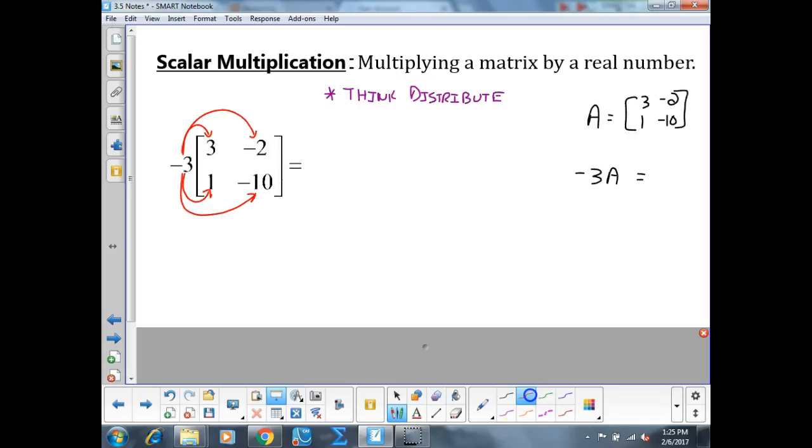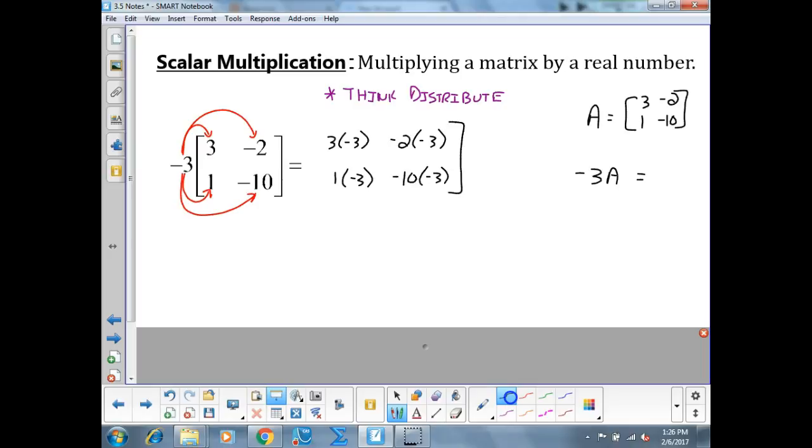So then this becomes 3 times negative 3, negative 2 times negative 3, 1 times negative 3, and negative 10 times negative 3. So that becomes negative 9, positive 6, negative 3, positive 30.